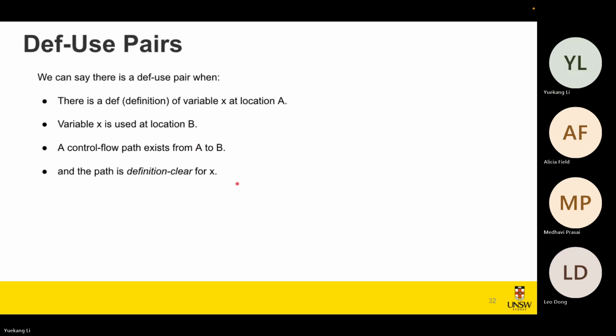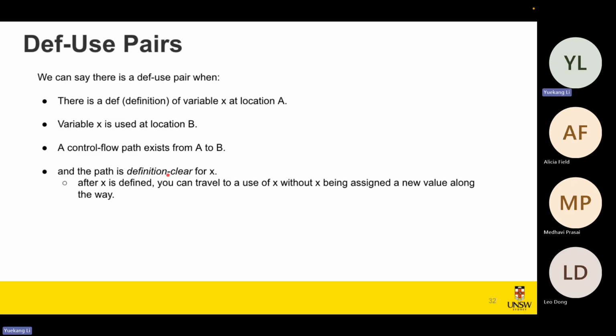And the last requirement is that the path is definition clear. So this means that there are no other definitions in between, on the path from A to B. So the original value of x at location A is used at location B. So this is the last requirement.